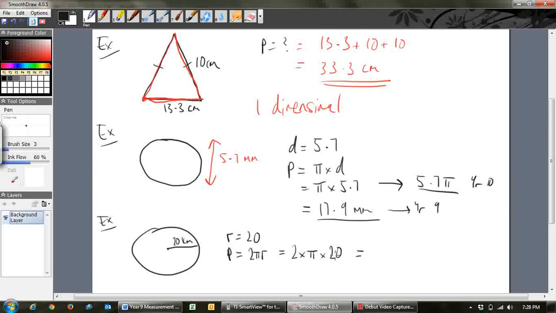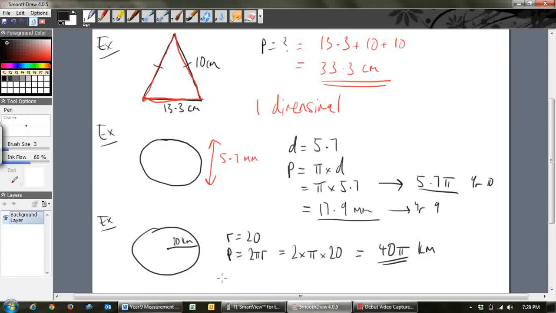In this case, I'm just going to do the Year 10 answer. 2 times 20 is 40. 40 times pi, 40 pi. There's my answer. What are my units? It's going to be kilometers. So 40 pi kilometers, Year 10 answer preferred.